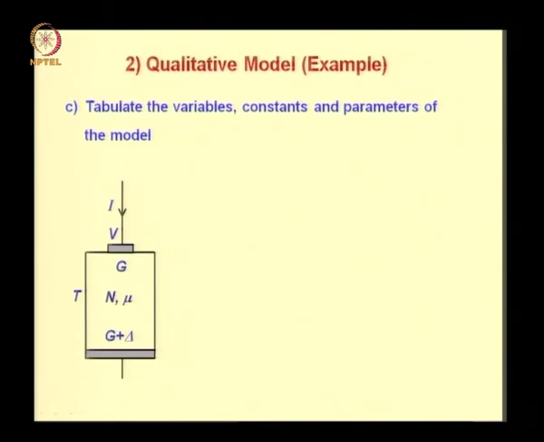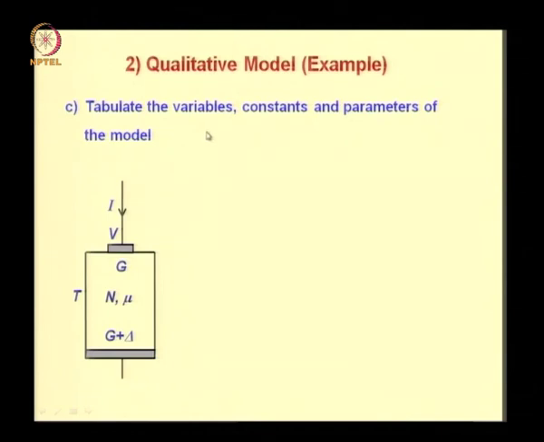Finally, let us tabulate the variables, constants and parameters of the model. So here is a diagram showing the current I flowing into the resistor. The voltage V has been applied. The distance between the contacts is T, and length of the top contact is G, and that of the bottom contact is G plus delta. Both contacts are assumed to be square. The concentration of dopants, n-type dopants, is N, and the mobility of carriers is mu. Now these are all the quantities that will be involved in modeling.